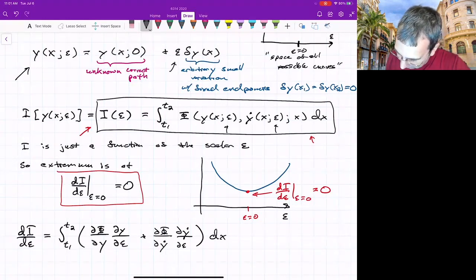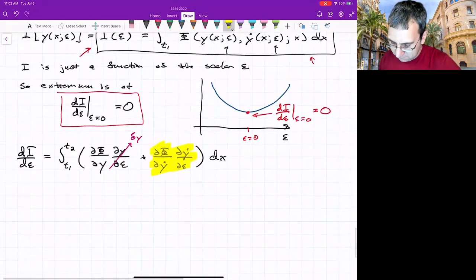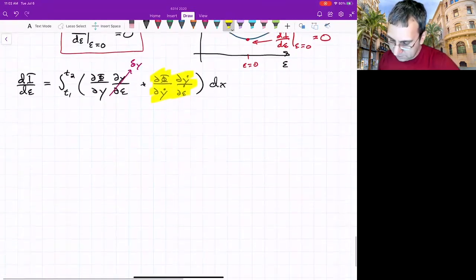Okay, well, partial y, partial epsilon, we can get that from how we've defined y up here. Epsilon is only there. So what do we get? We get partial y, partial epsilon is actually delta y. We'll leave the second one for now. Maybe we'll figure something out about it.